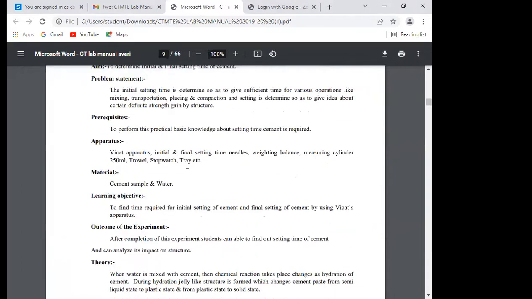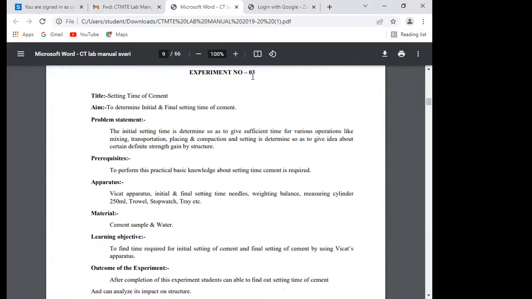Starting from the problem statement and title of this experiment, experiment number 3, you just copy it in your notebook now.